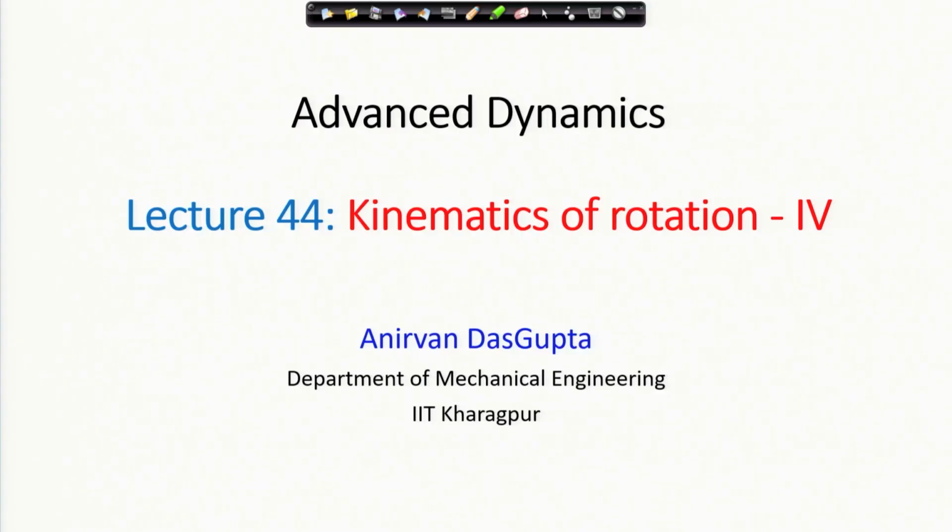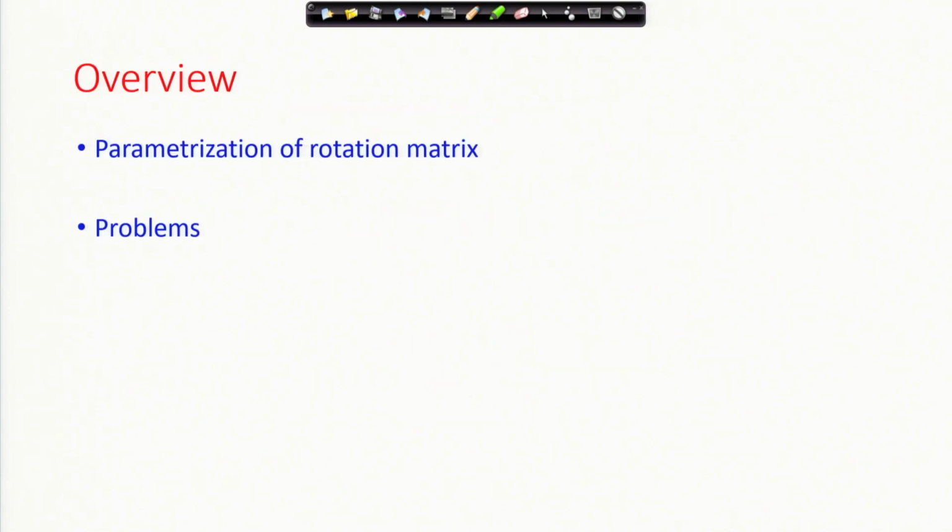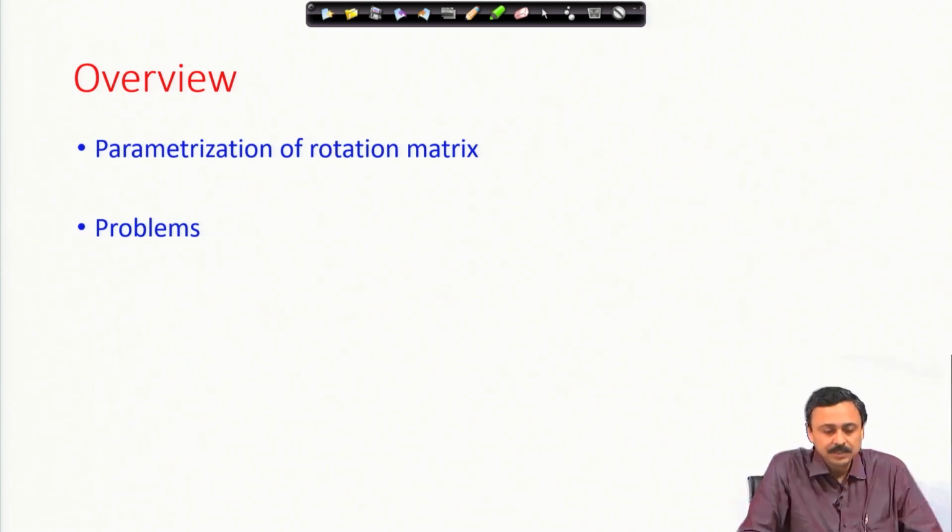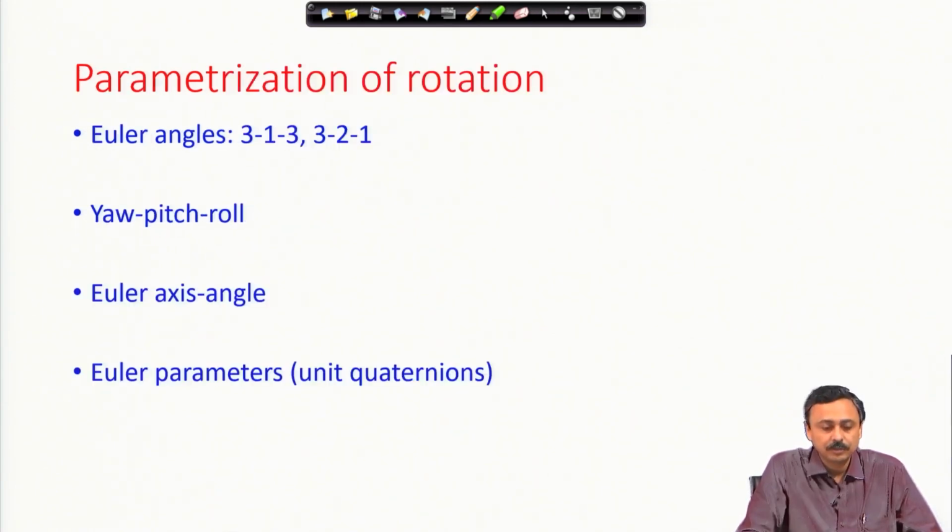In this lecture, we will continue our discussions on kinematics of rotation. We will start by looking at parametrization of the rotation matrix. We have looked, as an example in a previous lecture, at parametrization of rotation using yaw pitch roll. We are going to look at a few more of these parametrizations, and we are going to look at problems.